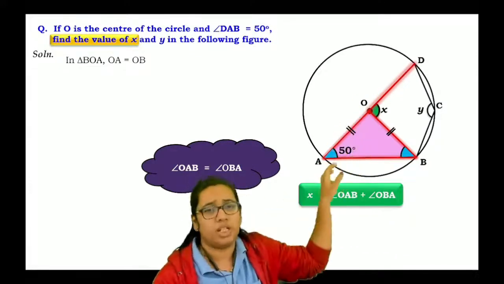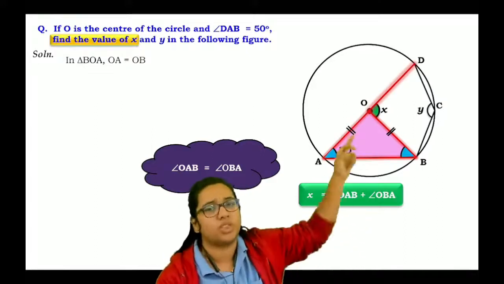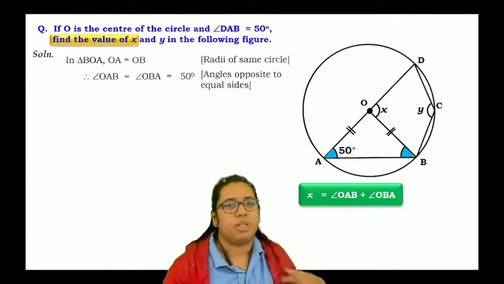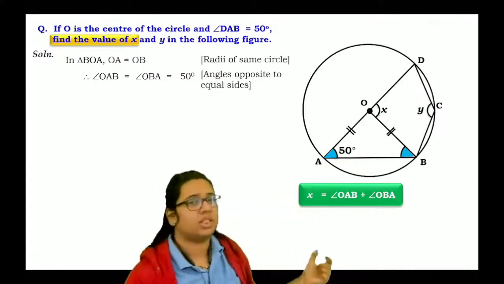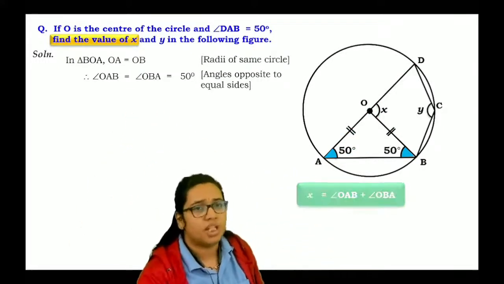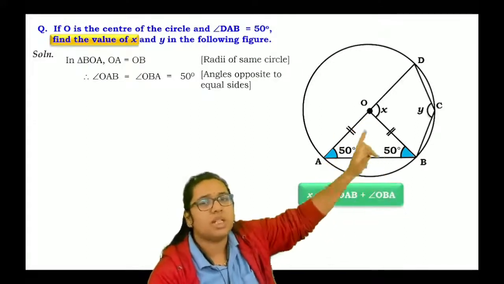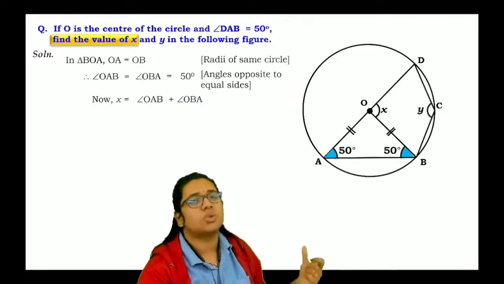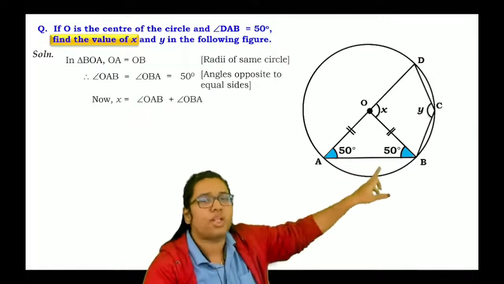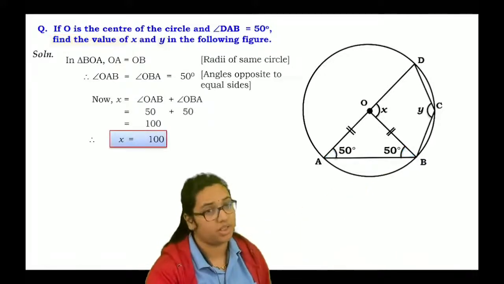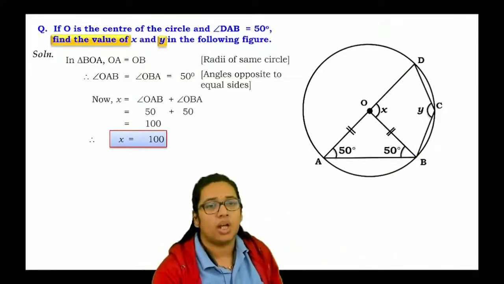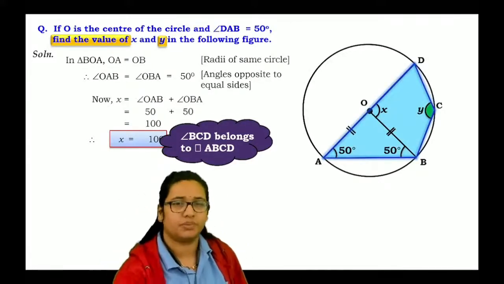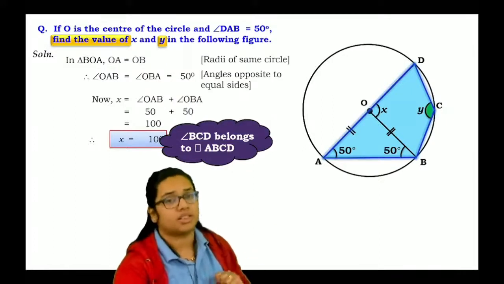Again, we know that if DAB is equal to 50 degrees, then obviously OAB will be 50 degrees. In triangle OAB, OA equals OB, which are radii of the same circle, and OAB is the same as OBA, which is 50 degrees, right? So x equals 50 plus 50, which is 100. So first, you have the value of x. Okay, now next.